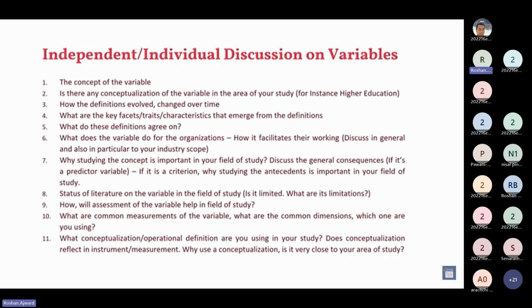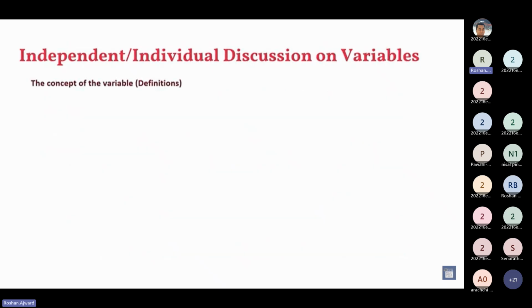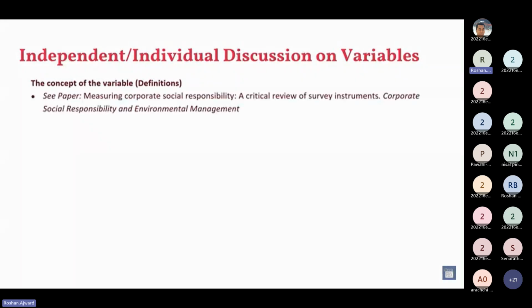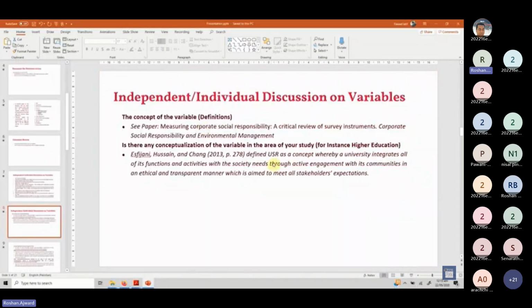Now we are going to look into examples of each of these points. For example, the concept of the variable. How do you define or write about the concept of a variable? We have this paper, Measuring Corporate Social Responsibility: A Critical Review of Survey Instruments, from the Corporate Social Responsibility and Environmental Management journal. Now here is the example. Let me go through it.